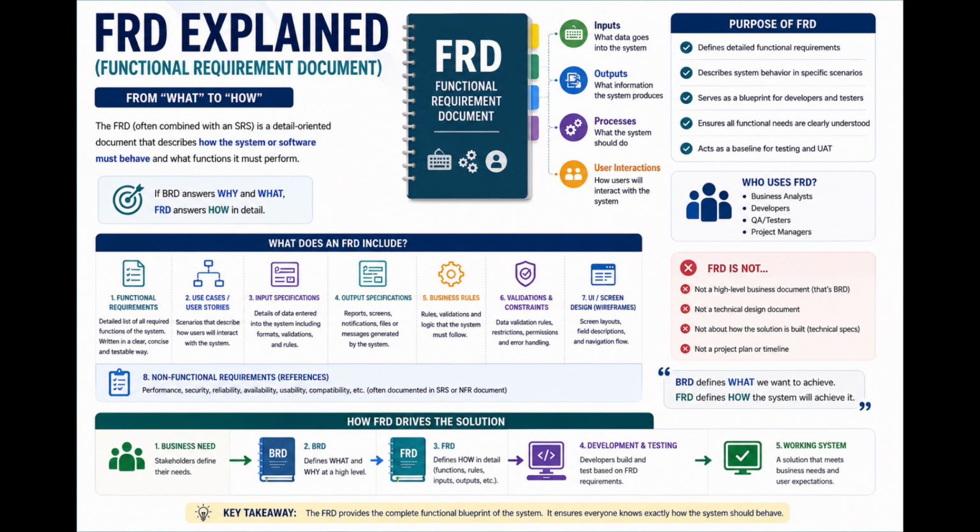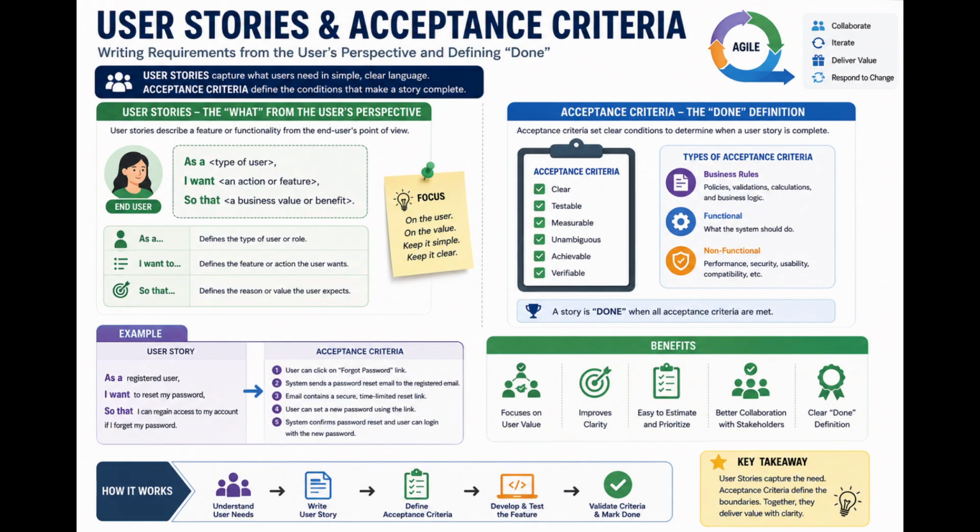FRD explained, Functional Requirement Document. Moving from the what to the how. This section breaks down the FRD, often combined with an SRS, which details exactly how the system or software must behave, including system inputs, outputs, processes, and user interactions.